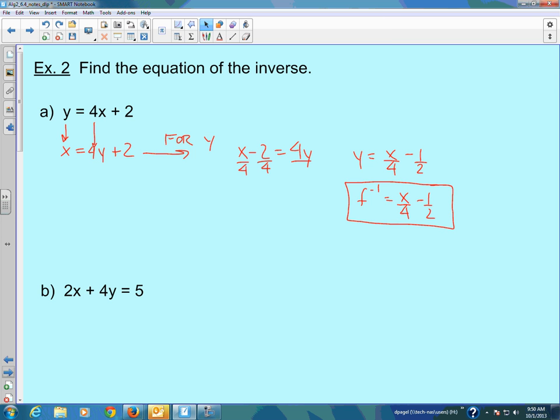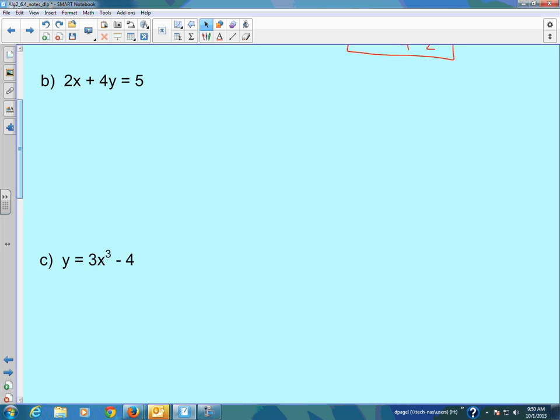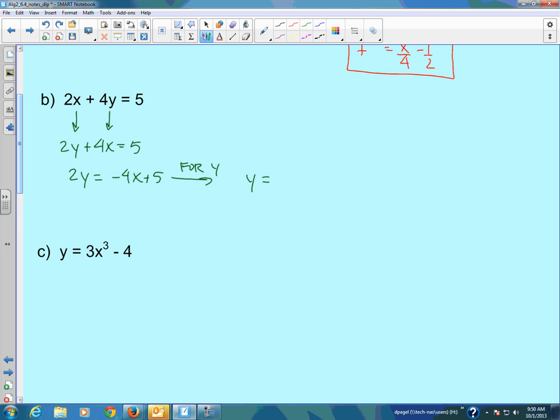And as usual, as we make our way through these example problems, feel free to stop and pause, try it on your own, and then check in with your answer. So switching x's and y's for this problem, this now becomes 2y plus 4x equals 5. Subtract that 4x, and 2y is equal to negative 4x plus 5. And now we'll solve for y. We get y is equal to negative 2x plus 5 halves. So there's our inverse function.